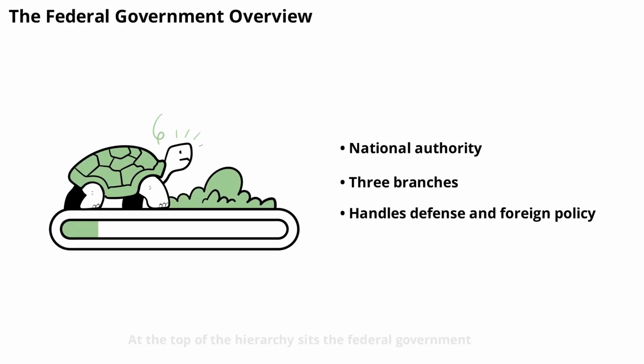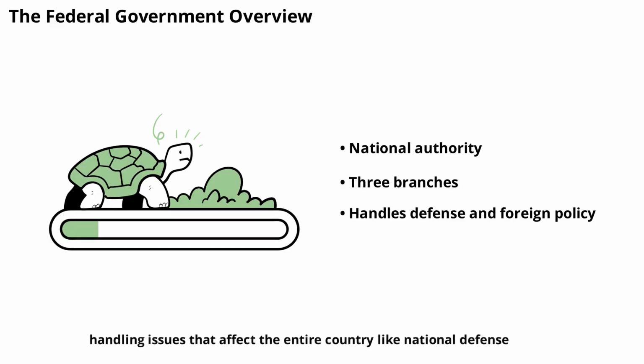At the top of the hierarchy sits the federal government. This is the national government of the United States, based in Washington, D.C. It has the broadest authority, handling issues that affect the entire country, like national defense, foreign policy, and regulating interstate commerce. The federal government is divided into three branches: legislative, executive, and judicial.